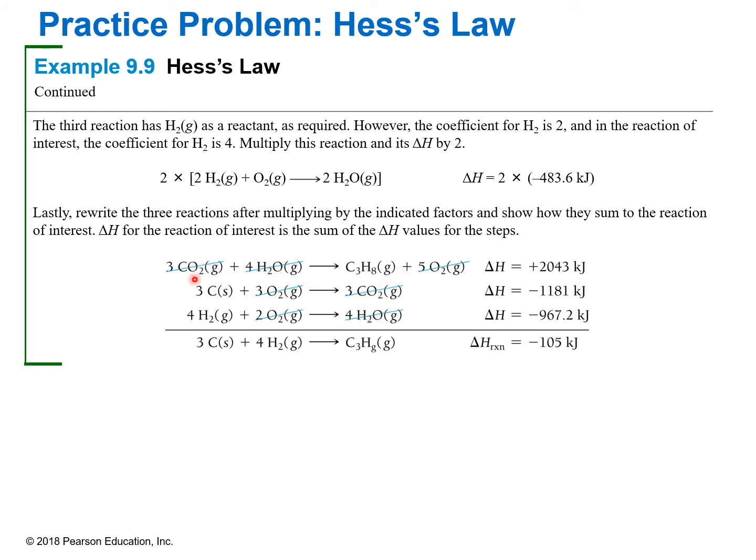What we are left with is 3 carbons, 4 hydrogen molecules, and 1 propane, which is our final equation that we were given at the very beginning. Now what's important is what's happening over here, because with all the flipping around and multiplying of our delta H's, if we add all of these together, that will give us the delta H of the reaction. And in this case, the delta H of the reaction ends up being a negative 105 kilojoules. So that's how you use Hess's law with these 3 reactions.